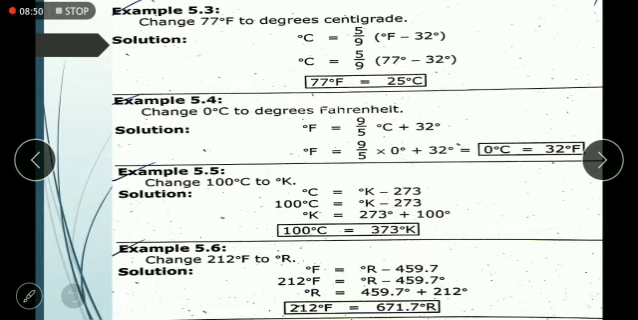In this way we have studied the temperature scales. In the next lecture we will study the various types of instruments for temperature measurement.